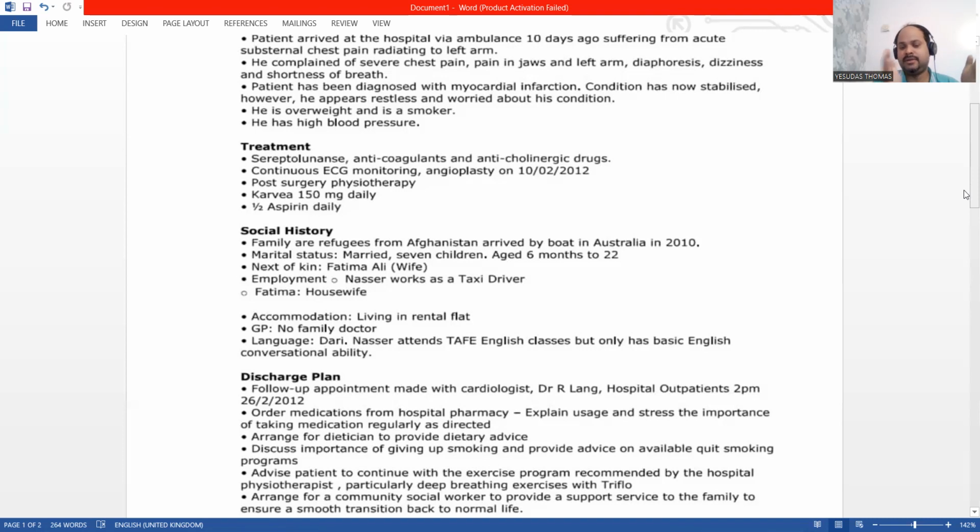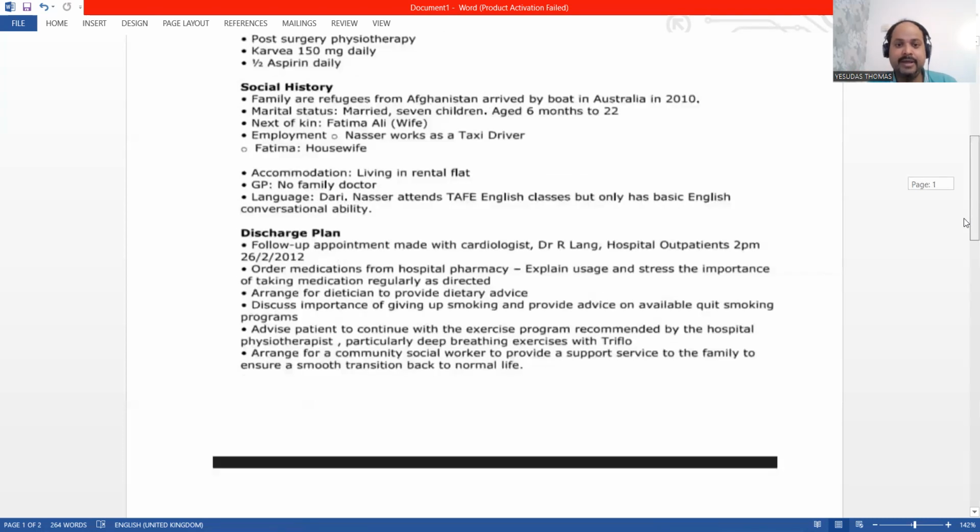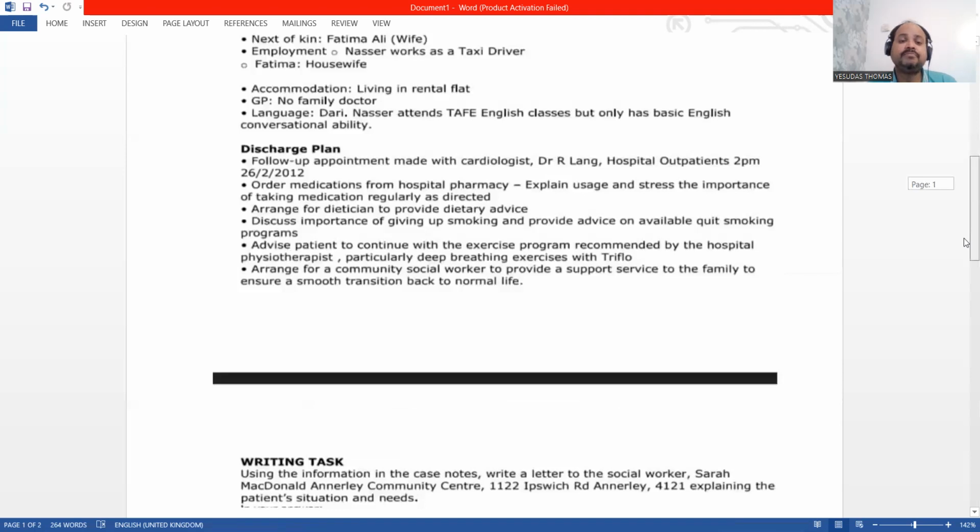It has only this meaning. We don't have any other meaning, so don't worry. If you don't know the full form, just write TAFE English classes.